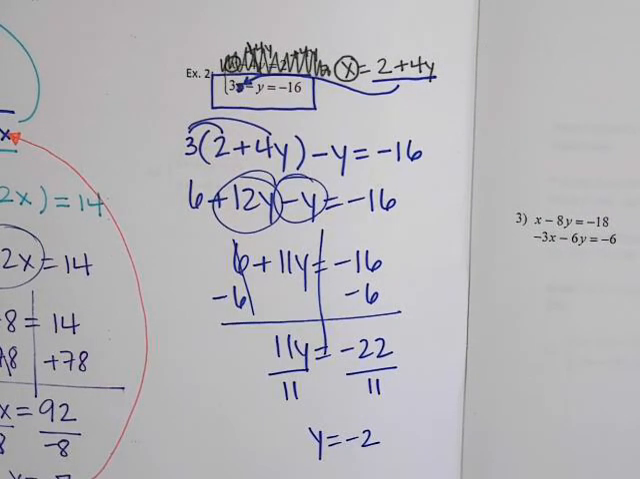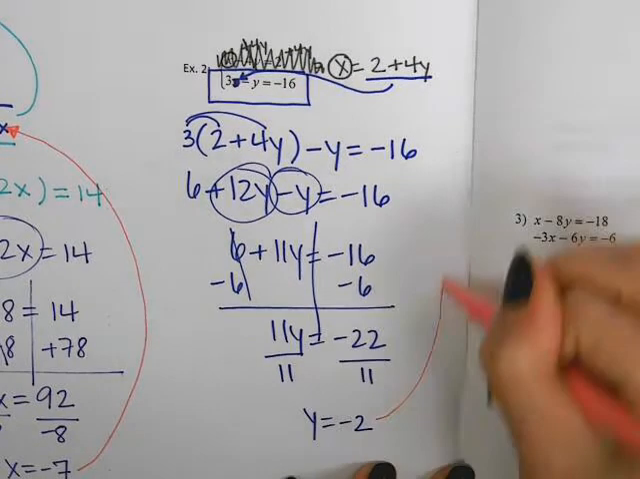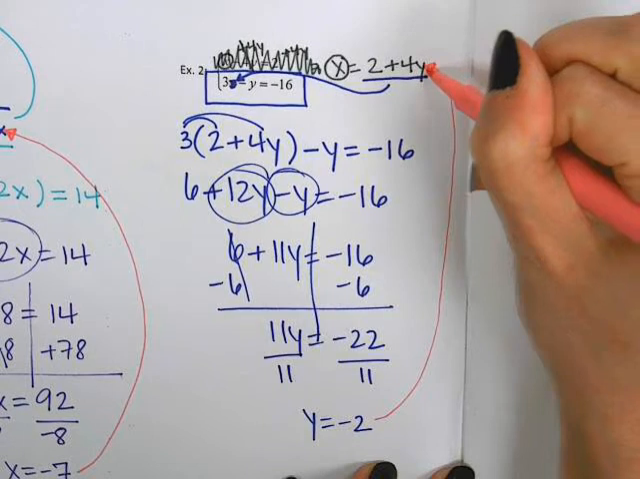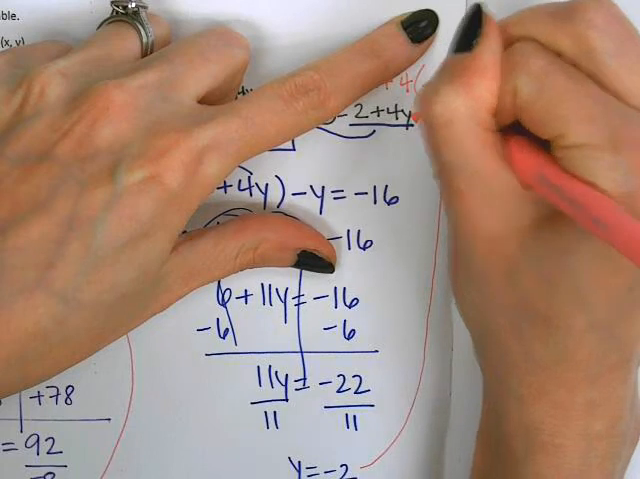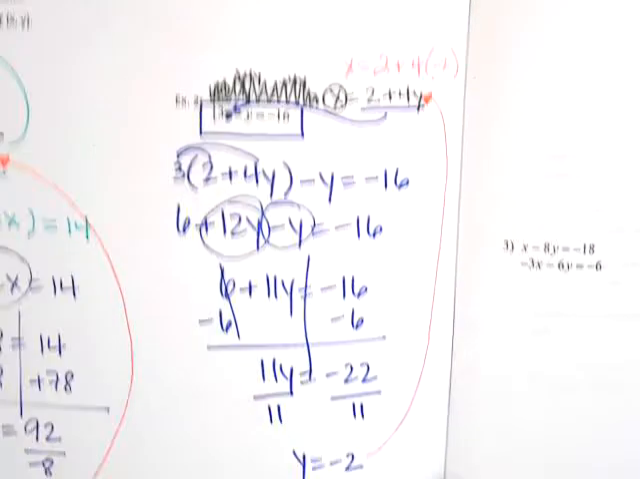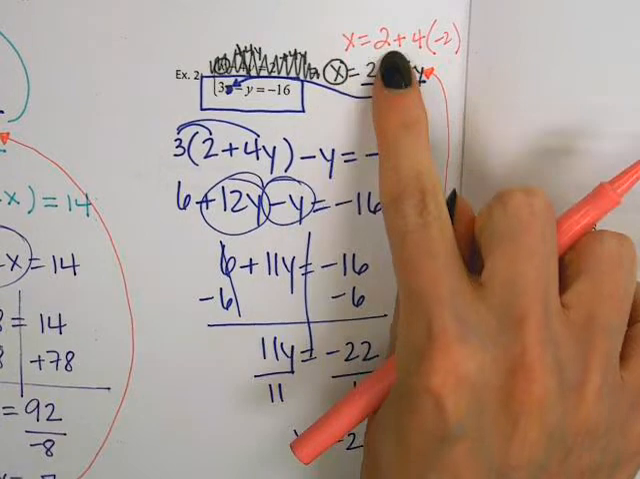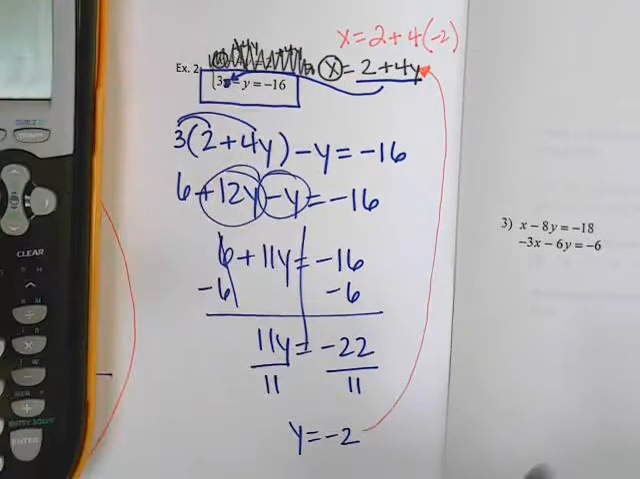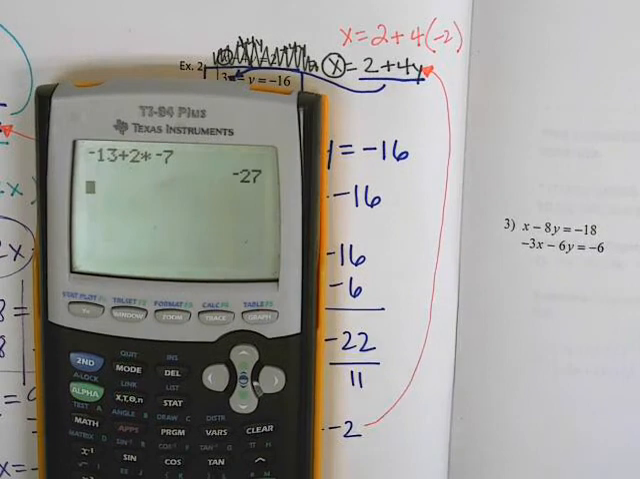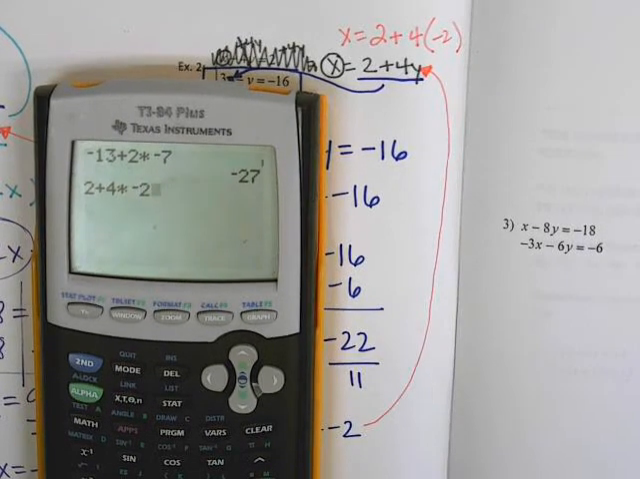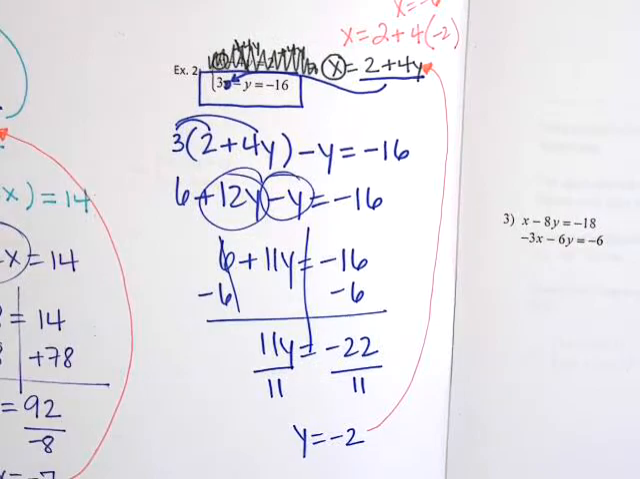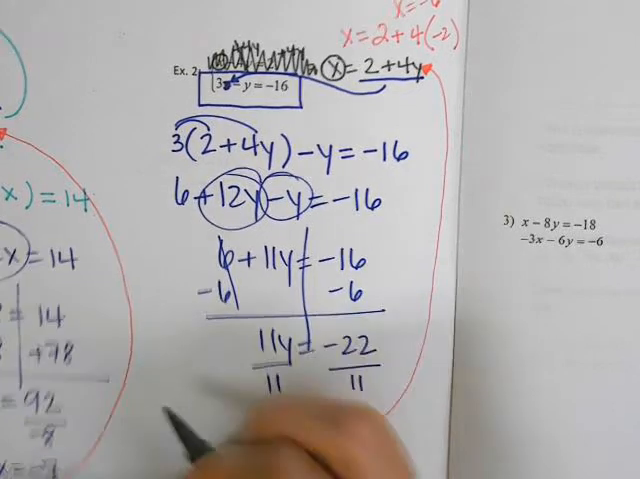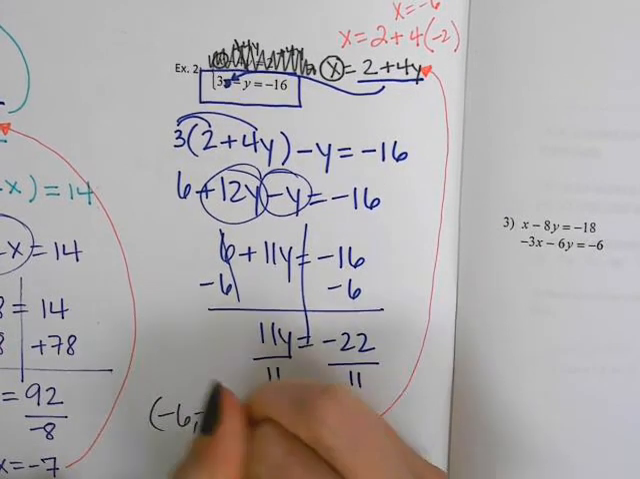Great. Now we got to find x. So if y is negative 2, we're going to plug it in for y. And to find x, it's going to be 2 plus 4 times negative 2. So what is that? 2 plus 4 times negative 2. If you need a calculator, go for it. 2 plus 4 times negative 2, that's negative 6. So x is negative 6. All right, final answer is the ordered pair, negative 6 comma negative 2.